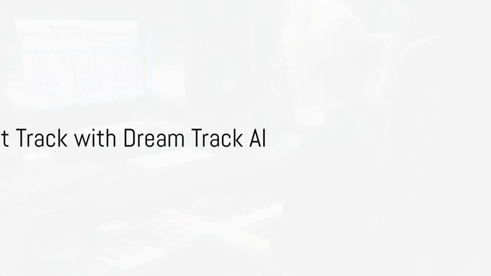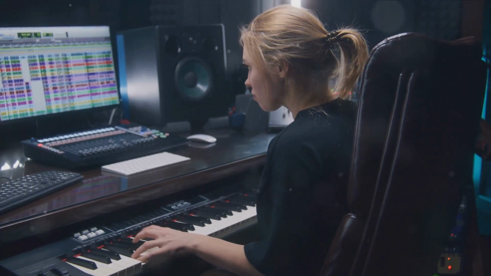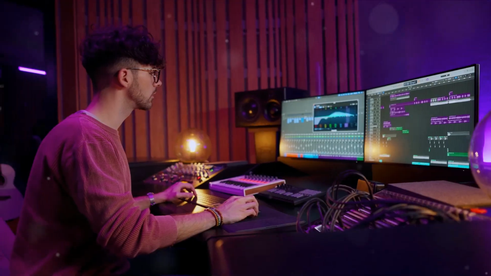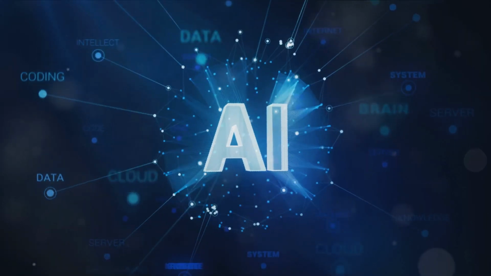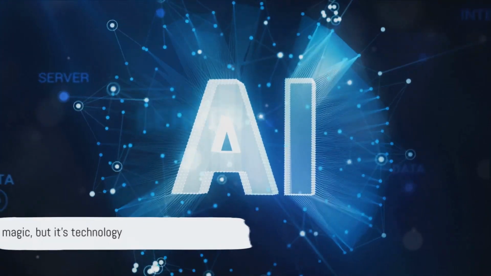Creating your first track with DreamTrack AI is as simple as selecting the Create New Track option. You'll be prompted to choose a genre, mood, and even the key you prefer. DreamTrack AI then processes your inputs and generates a bass track for you to work with. It's like magic, but it's technology.